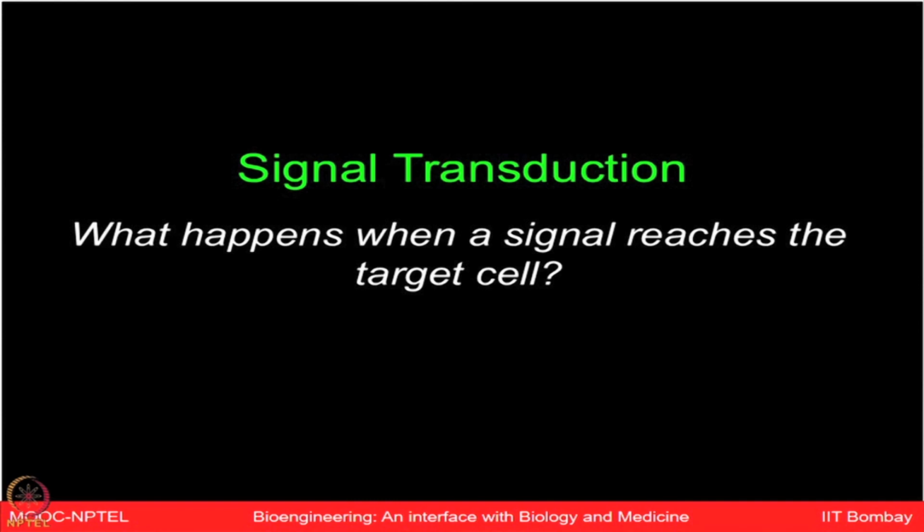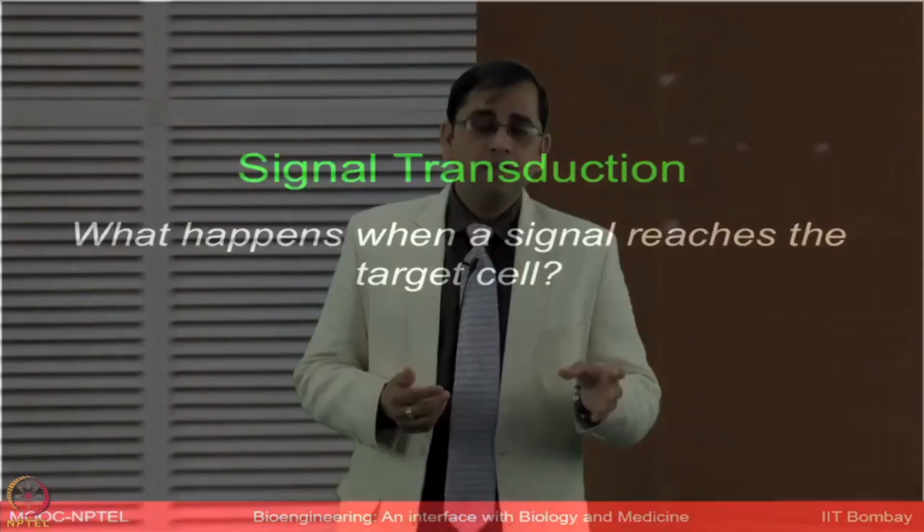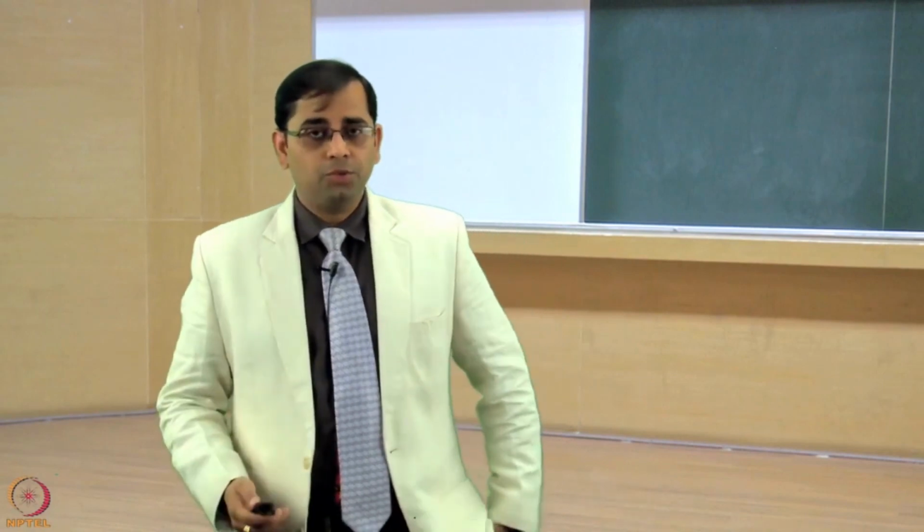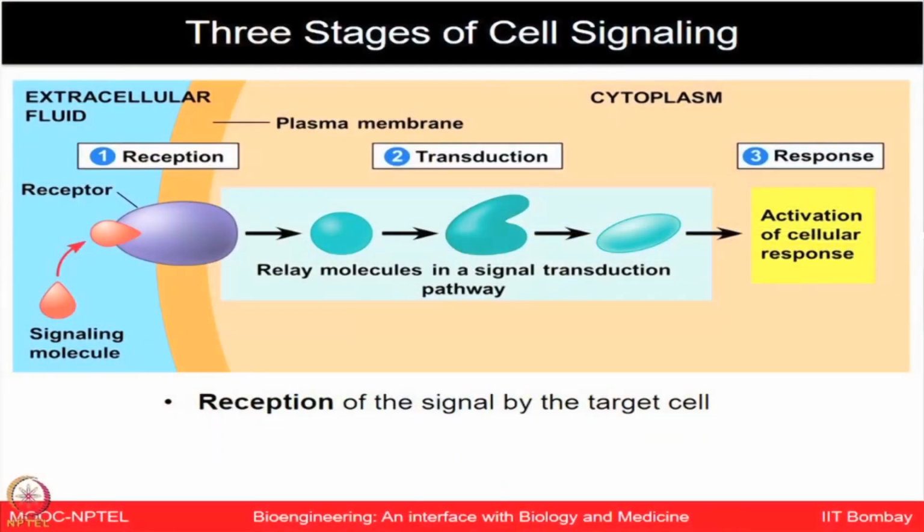Signal transduction is very important, which governs many important cellular activities. So, let us think about what happens when a signal reaches from one cell to the other target cell. The ability of the cell to respond is determined by whether it has specific receptor molecules that can bind to the signal molecules, or it does not have receptor molecules. Let us look at the three major stages of cell signaling.